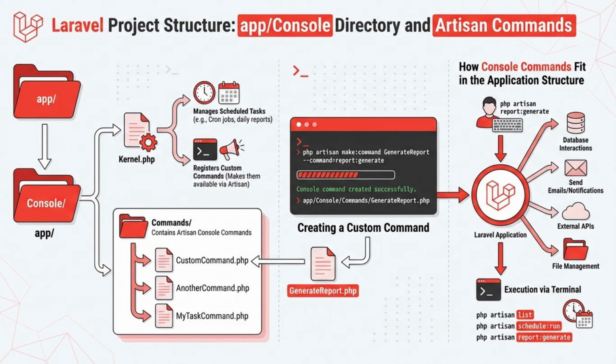Commands like php artisan list, php artisan schedule:run, or php artisan report:generate are examples of how these console commands are executed. This system gives Laravel developers the ability to automate repetitive work, streamline maintenance tasks, and keep their applications running smoothly without constant manual intervention.